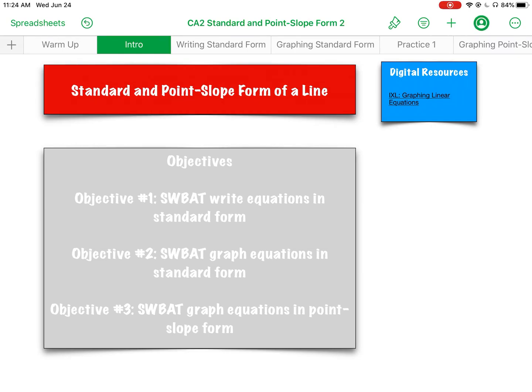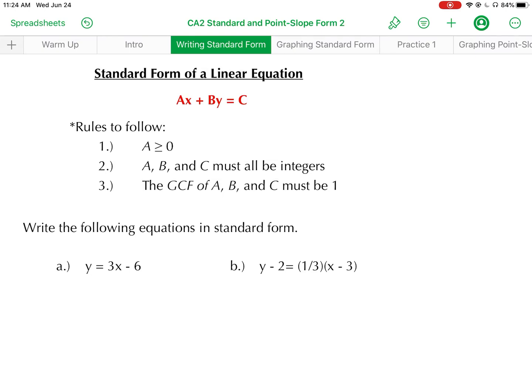In this video, we're going to be looking at the standard form of the equation of a line, and I'm going to be showing you how to write equations in standard form as well as how to graph them when they're written in standard form. Okay, so a linear equation in standard form is going to follow the format ax plus by equals c, where x and y, of course, are your independent and dependent variables. A, b, and c represent real numbers.